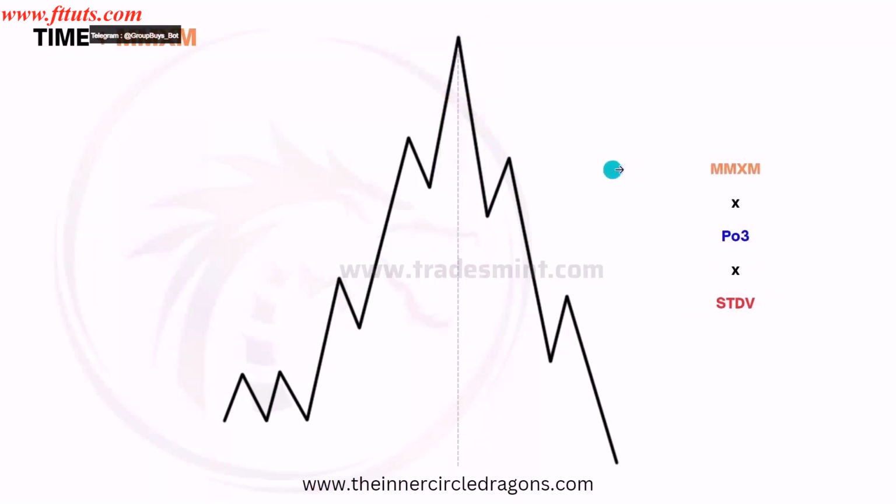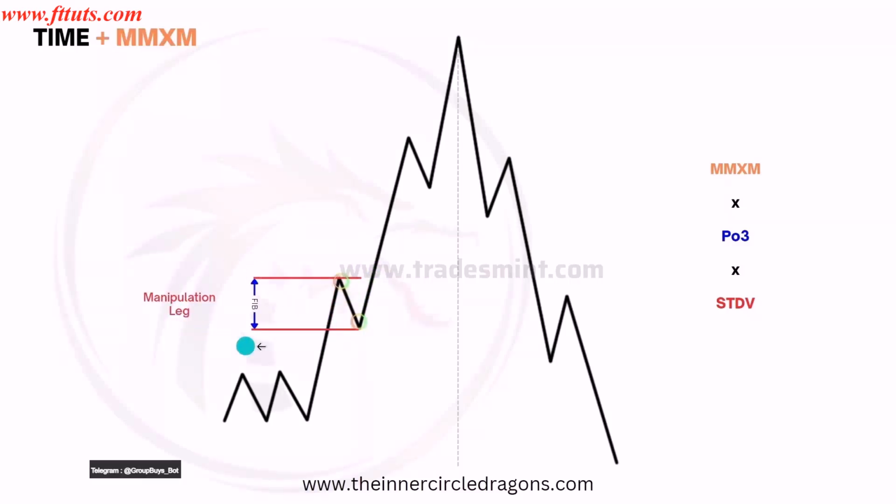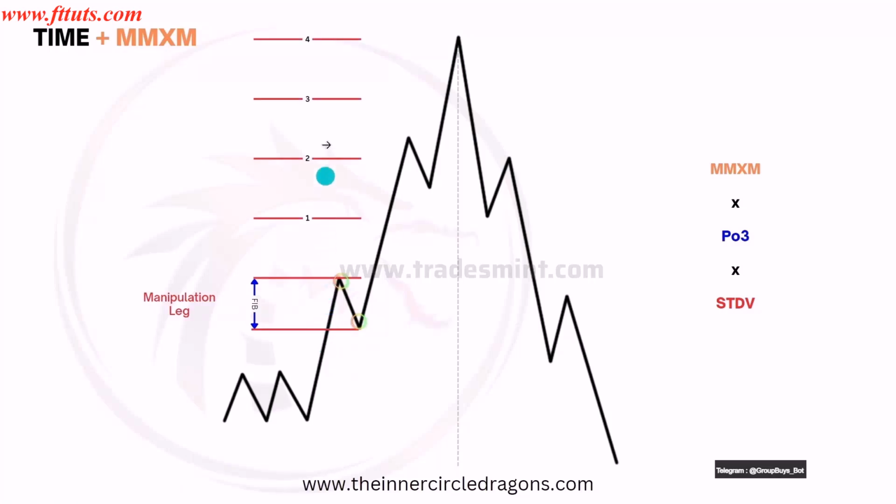Now, we can combine the market maker models with the power of three and standard deviations. Now, what do I mean by that? Well, post 12 a.m. New York midnight, we're expecting a drop lower. That retracement leg lower is the manipulation phase, where we expect our first stage of accumulation. Now, if we take a fib of that manipulation leg and we anchor it from the high to the low, and we project deviations of that range upwards, we can get an indication of how high the buy program can reach for. In this case, we get 4 standard deviations.